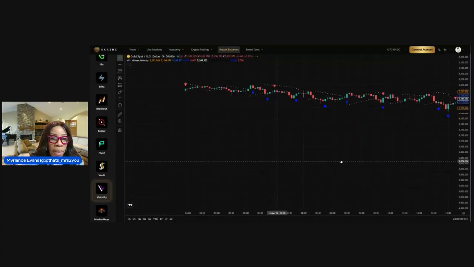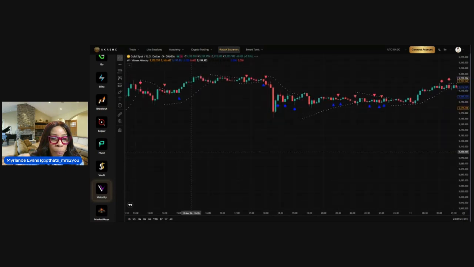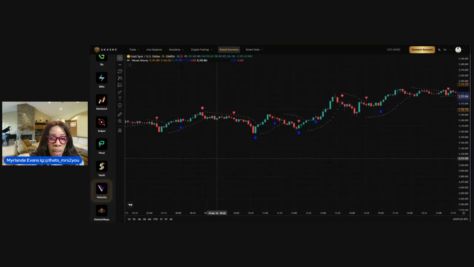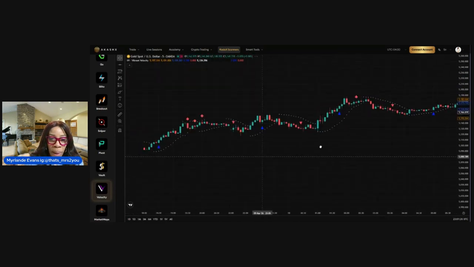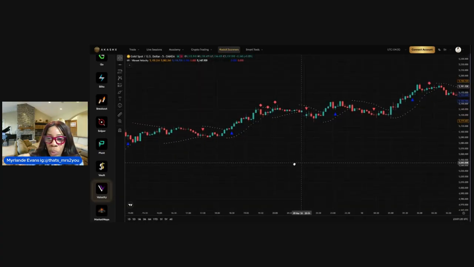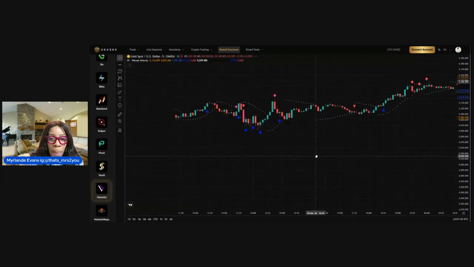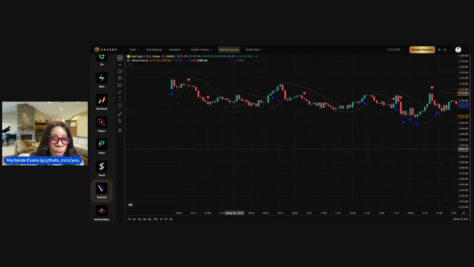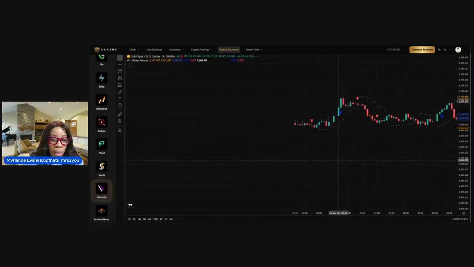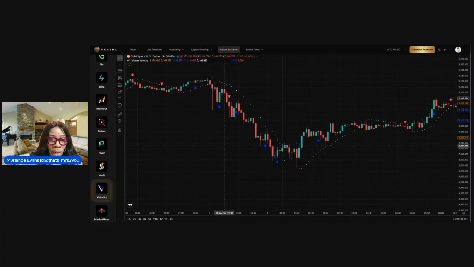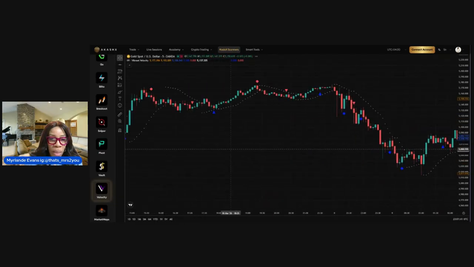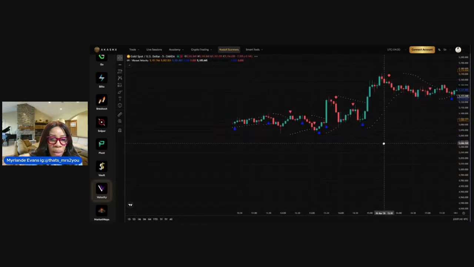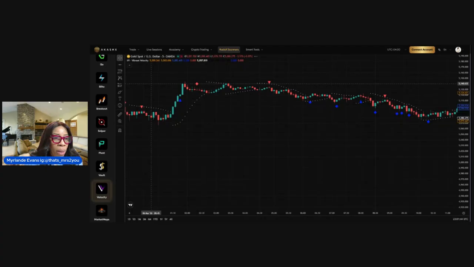News really impacts the market. Things that are going on in the political environment really impact the market. When there are different types of meetings happening in the stock market, that also impacts the market, depending on what it is that you're actually trading. So let's see if we could find a good buy.